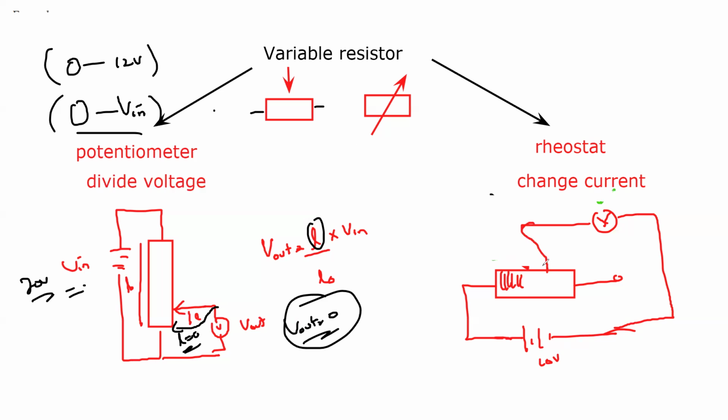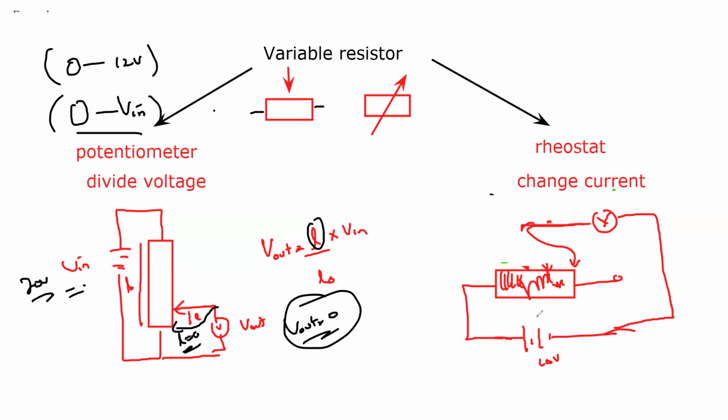Then we move the sliding contact, like say to this position. What will happen? Total is 10 volts. So maybe 6 volts is here, so the remaining 4 volts will be here. Then we move the sliding contact to this position.